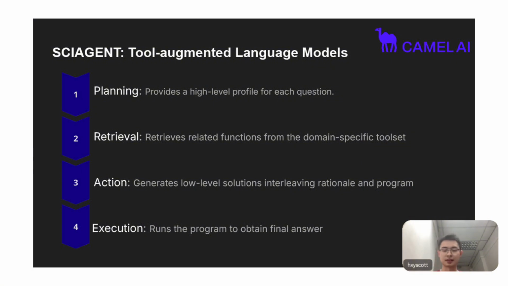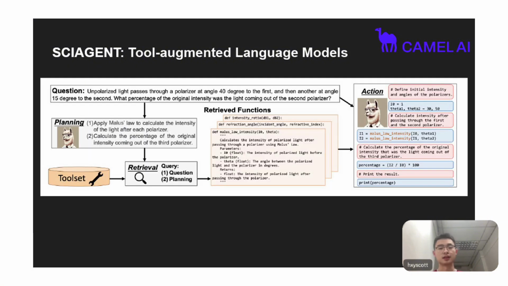After that, it's the same kind of idea. You generate some solutions by interleaving the tool calling and the mathematical reasoning. Finally, you do the execution: get a program, run the program, and get your final answer. So it really mirrors the way they generate the MathFunc in the training set.